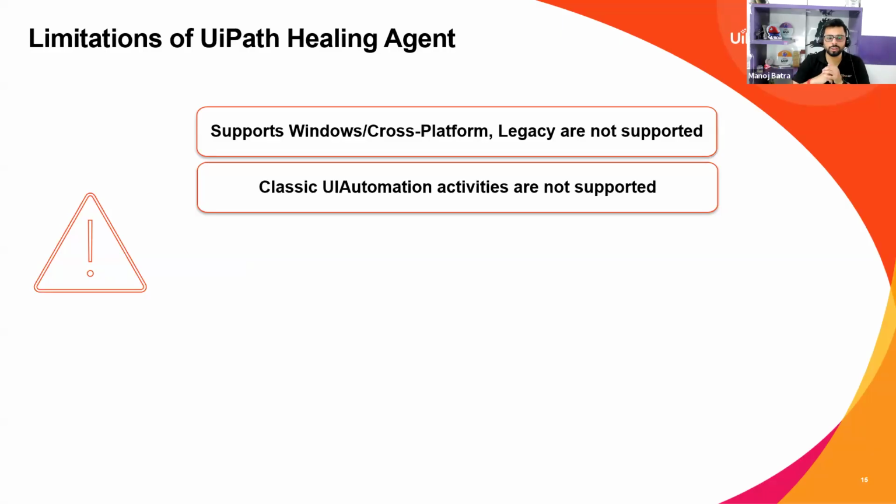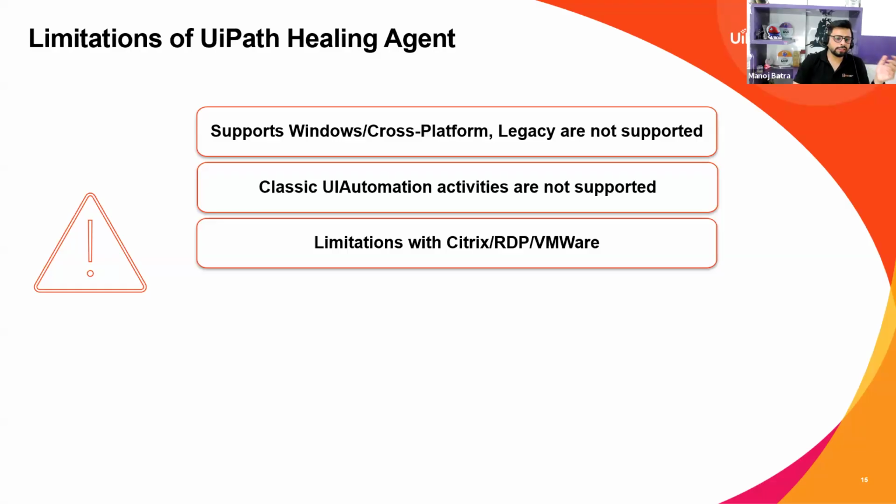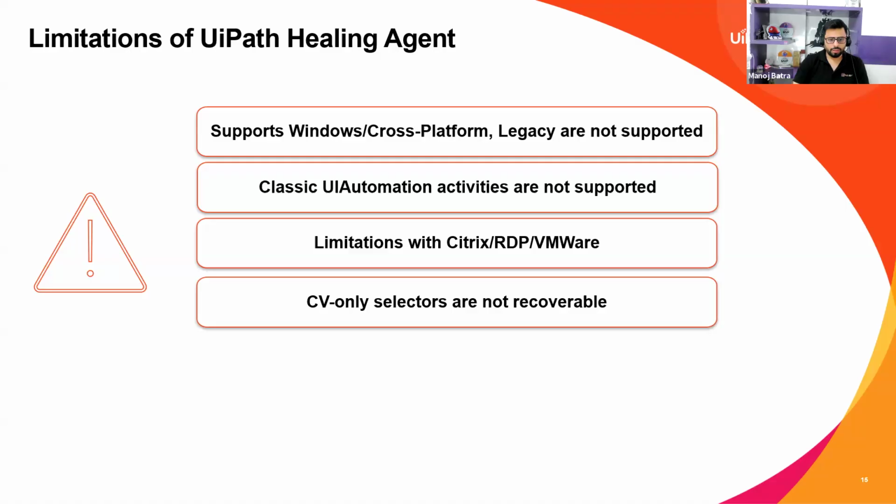Maybe you can refer to the UiPath documentation to see the minimum package version that you need in your project to run UiPath healing agents. Then obviously there's a limitation with Citrix, RDP and VMware. It doesn't detect those; there are still some issues with that. CV-only selectors: if you're only using CV-only selectors, those are not recoverable at all. This is another limitation of the healing agent.